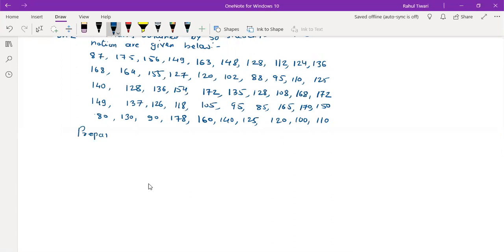Prepare a frequency table for the marks obtained by the students.